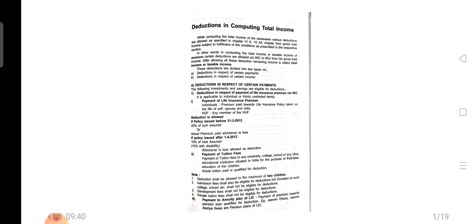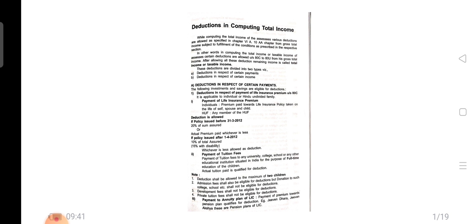The second item is tuition fees. When tuition fees are paid for the education of the children, where the child is studying in some full-time course or a full-time college, the actual tuition fees paid by the assessee can be allowed as a deduction. But if it is not tuition fees, if it is some other kind of fees, maybe donation or building fund, those are not allowed as deduction. Only whatever tuition fee is mentioned in the fees receipt will be allowed as a deduction under 80C.